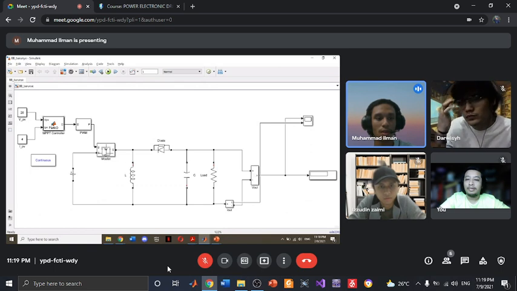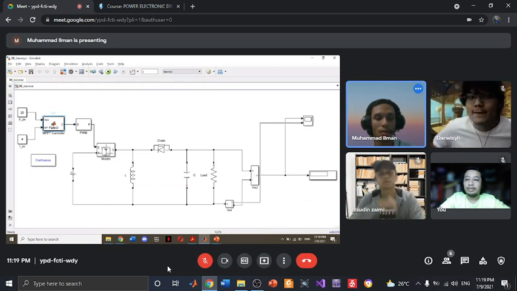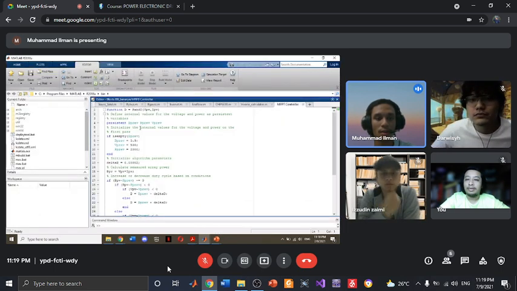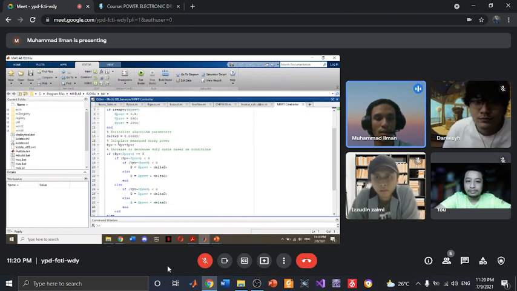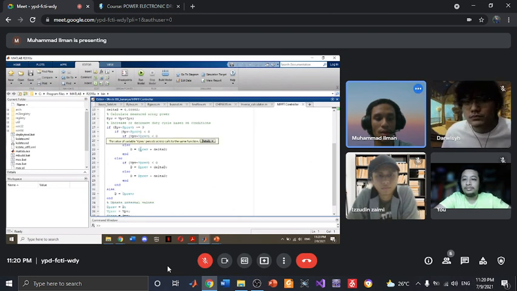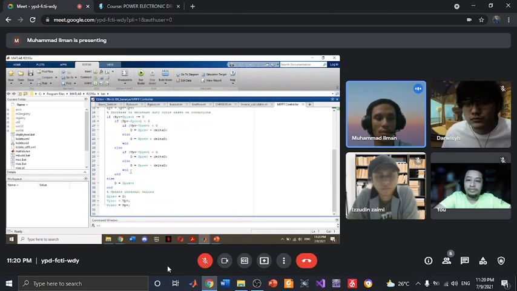So this is our circuit design for the buck boost. This is the MPPT controller. This is the coding for the MPPT controller. This is where we set up the duty cycle, the limit of voltage we try to control, and the output power we try to control. This is from the flowchart. We use if else statements to represent the MPPT controller.